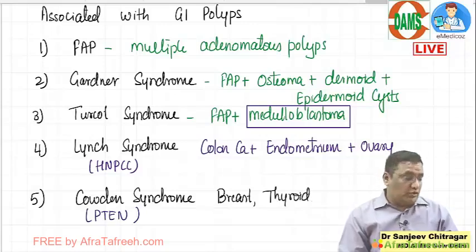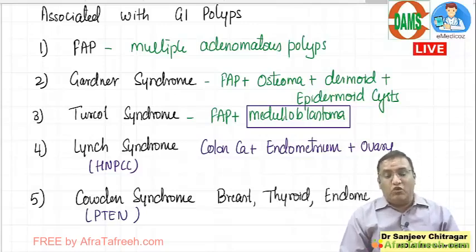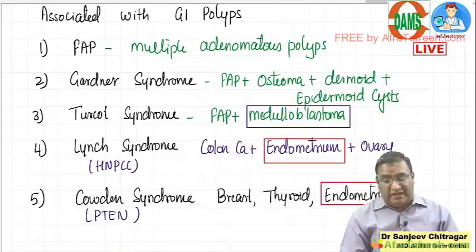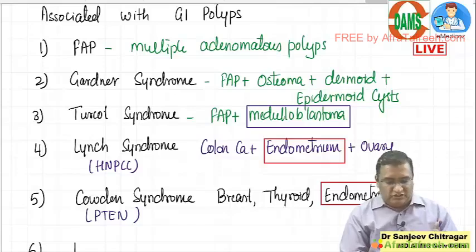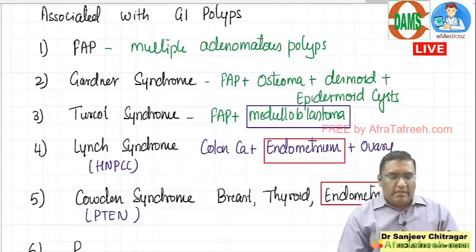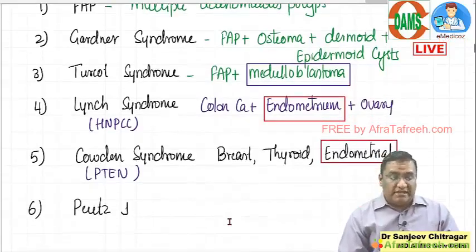Then it will also have thyroid malignancies, endometrial malignancies. Same thing, endometrium is overlapping, and of course colonic carcinoma can also be there, Cowden syndrome. Then apart from that, Peutz-Jeghers syndrome.